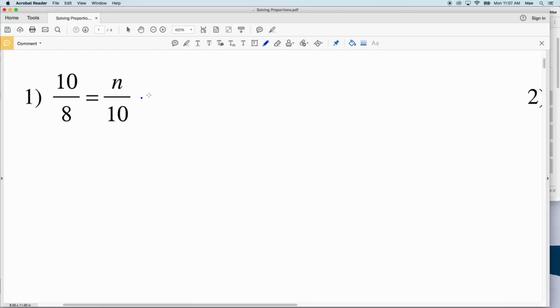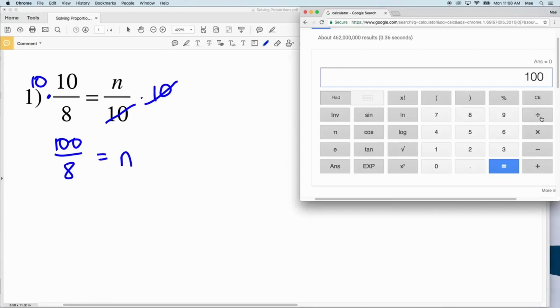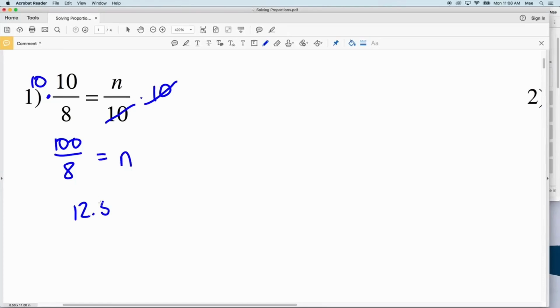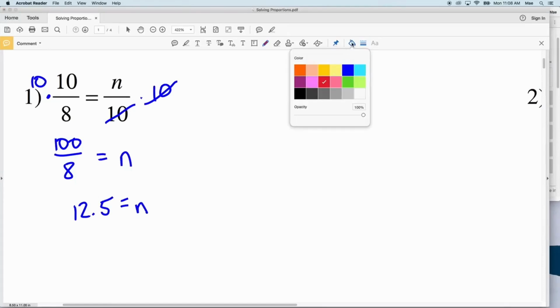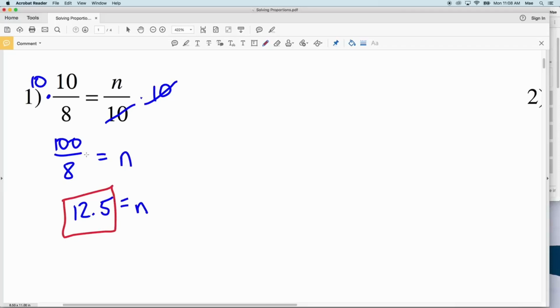In order to do that, we're going to start by multiplying both sides by 10. Multiplying both sides by 10, we'll have 100 over 8, and that's equal to n, since the 10s will cancel out: 10 divided by 10 is 1, and n times 1 is n. So then on our calculator, we'll type 100 divided by 8, and that'll give us 12.5. So the answer for number 1 is 12.5. So 10 over 8 is the same as 12.5 over 10.